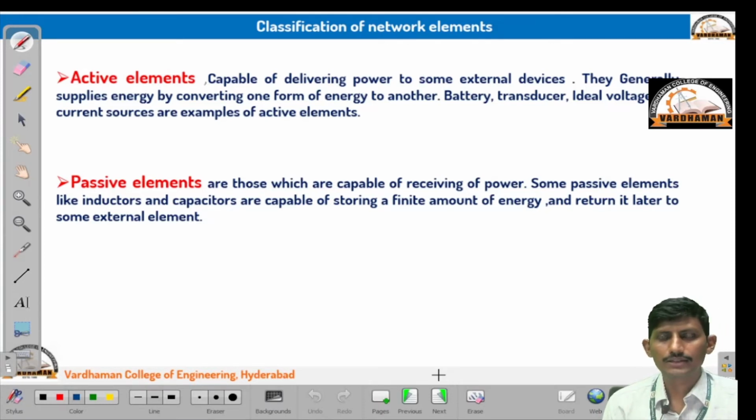Some listeners might have a doubt: how can a battery be treated as an active element when it is also storing energy? A battery stores energy in chemical form. That means it is converting electrical energy into chemical, and then when necessary, it is converting the same chemical energy back to electrical energy and delivering it to the load. That is the reason a battery comes under active elements, and capacitors and inductors come under passive elements.